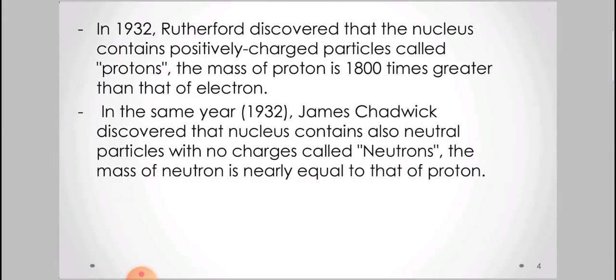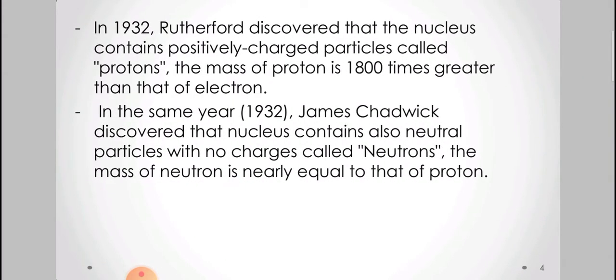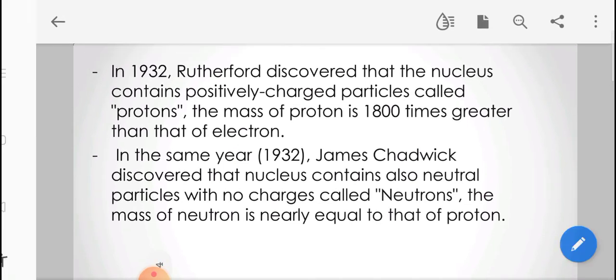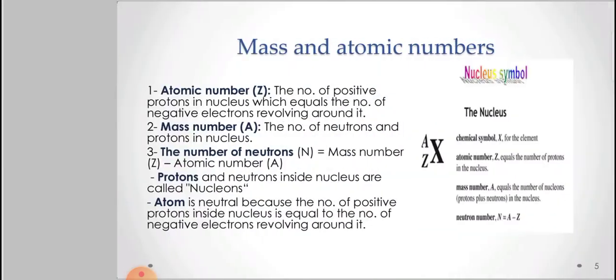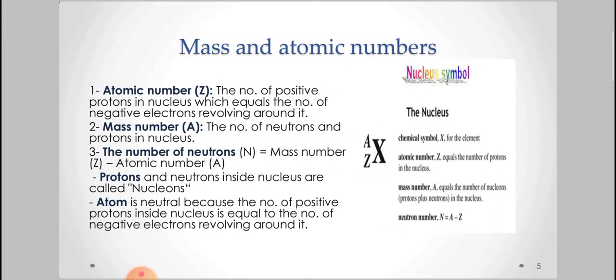Now, in 1932, Rutherford discovered that the nucleus contains positively charged particles called protons. The mass of protons is 1,800 times greater than that of electrons. In the same years, Chadwick discovered that the nucleus also contains neutral particles called neutrons. Mass and atomic numbers.